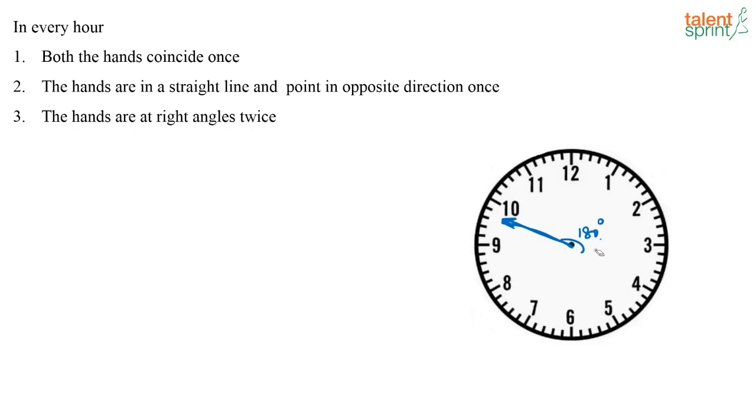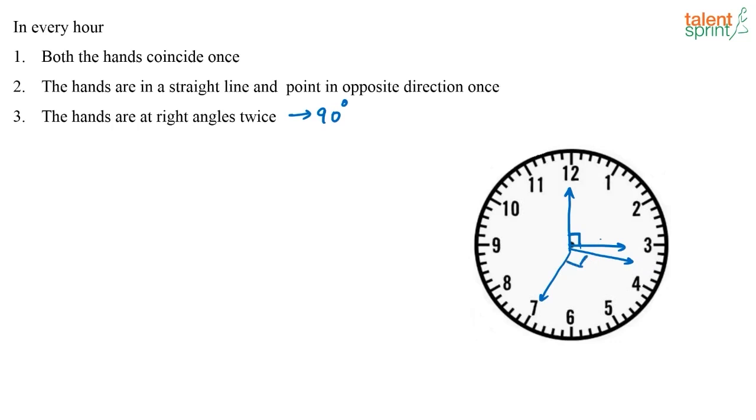Next, the hands are at right angle twice in every hour. So what does that mean? Both the hands of the clock are perpendicular to each other, or the angle between the hands of the clock is 90 degrees twice in every hour. How do you explain that? For example, if I am taking the time from 3 o'clock to 4 o'clock, at 3 o'clock itself, how are the hands of the clock? They are perpendicular to each other. Now, somewhere around 3:35, the hour hand is going to be like this and the minute hand is going to be like this. At this point also, the angle is going to be 90 degrees.